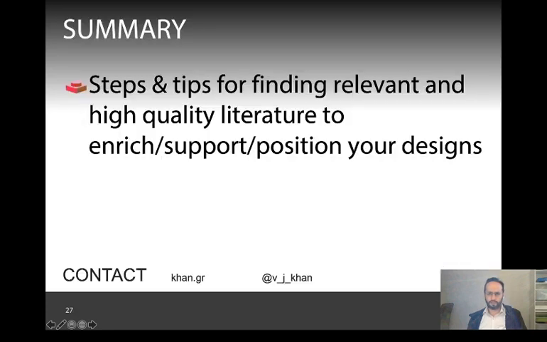So this was a quick demo of 2 search engines, and I hope by this presentation I have shared with you the steps for conducting an academic literature review, and I've also given you some tips for finding relevant and high quality literature to enrich, support, or position your design or papers or whatever other academic work you're doing.